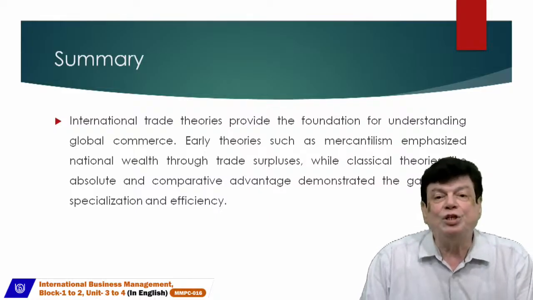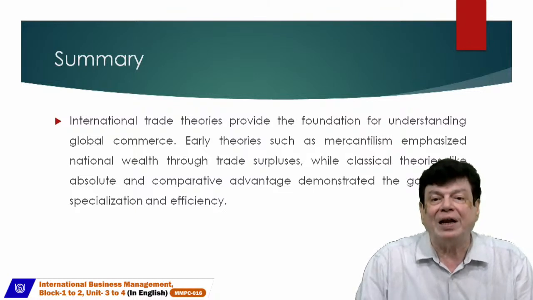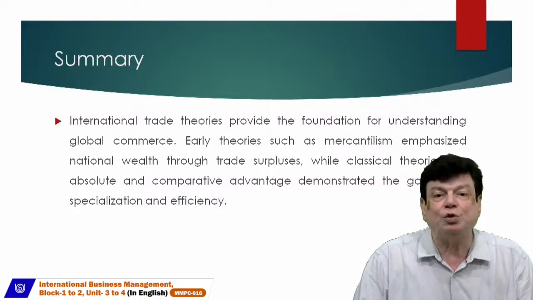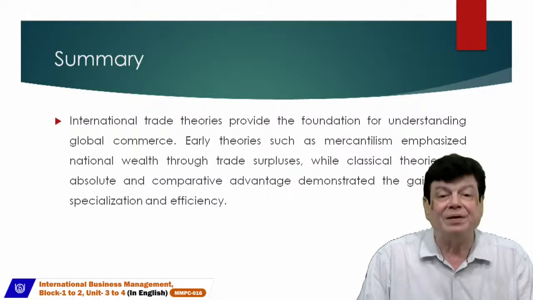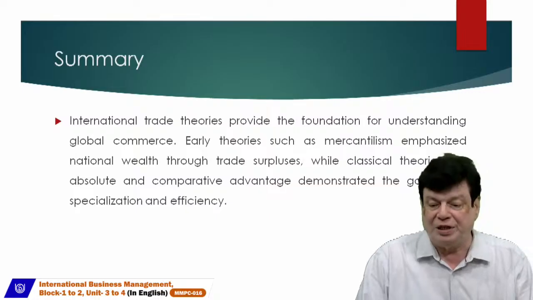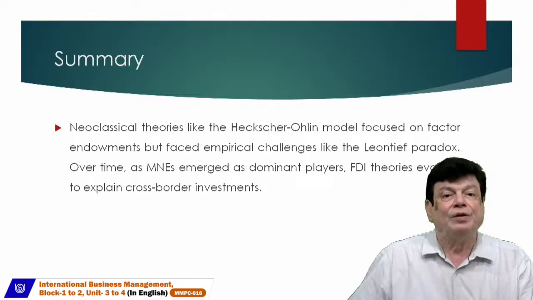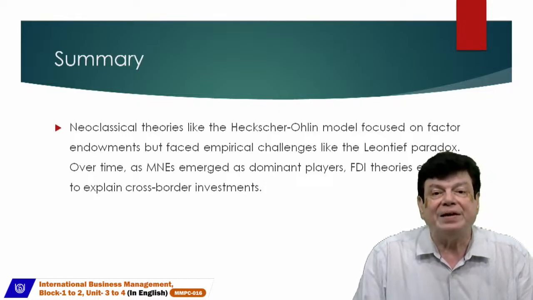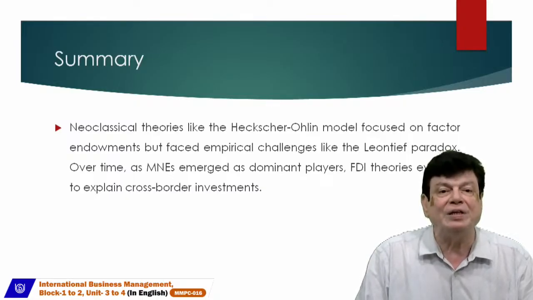International trade theories provide the foundation for understanding global commerce. Early theories such as mercantilism emphasize national wealth through trade surpluses, while classical theories like absolute and comparative advantage demonstrated the gains from specialization and efficiency. New classical theories like the Heckscher Ohlin model focused on factor endowments, but faced empirical challenges like the Leontief paradox.